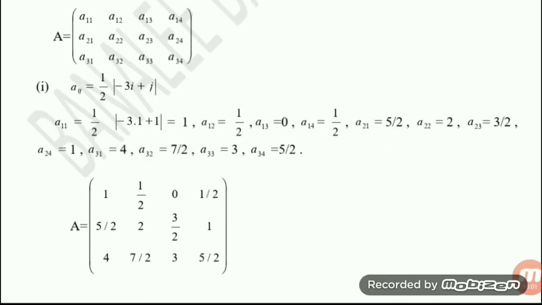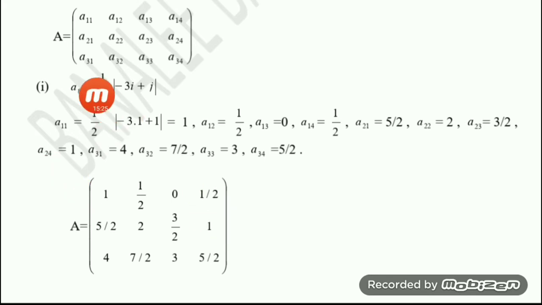Okay. Now substitute in the corresponding position. A11 value is equal to what? 1, this one. A12, you have calculated it as half, put the value. A13 is equal to 0, we have got. Similarly, do the calculation. A14 is 1 by 2. A21 is here, this is 5 by 2. A22 is 2. A23 is equal to what? 3 by 2. And A24 is 1.